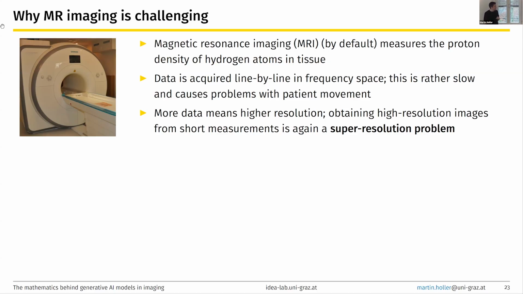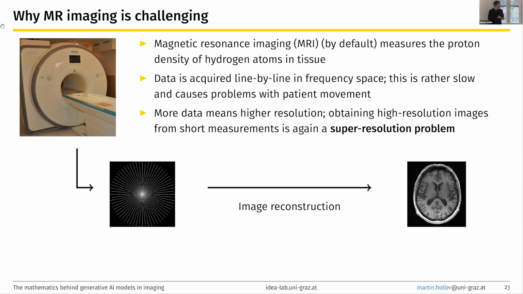So for all these reasons, it's an important problem to obtain high resolution images in MR imaging from low resolution measurements. And this is more or less a super resolution problem that you face here. So the measurement space is a bit different. You measure in frequency space, but essentially you get some undersampled data. And from this data, you want to reconstruct an image.